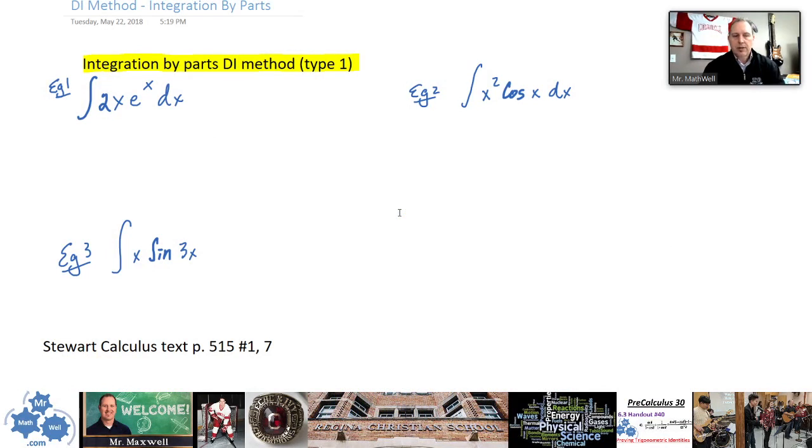We're going to talk about integration by parts. We've talked about the DI method. I'm going to further explore the DI method. We've done type 1 questions.